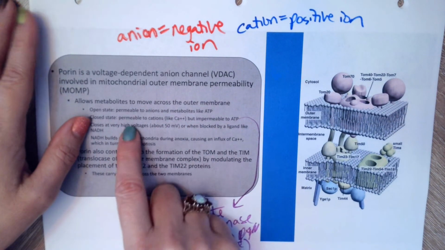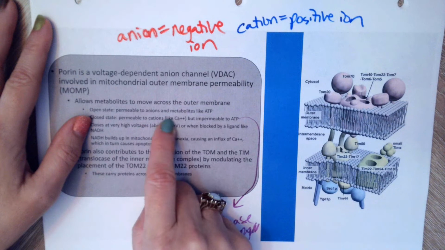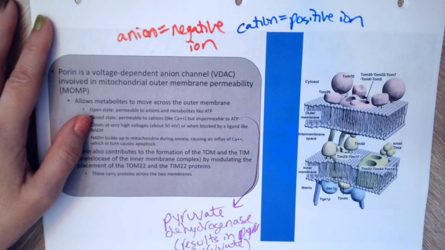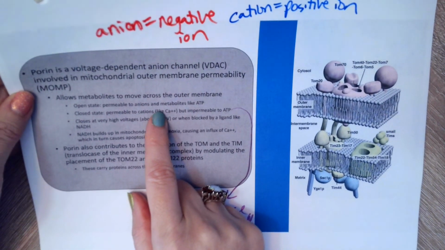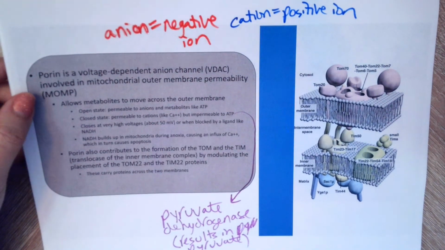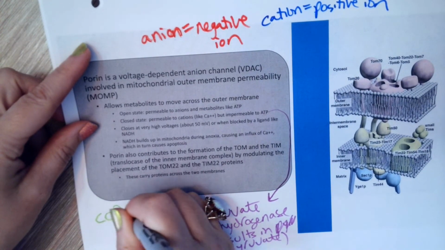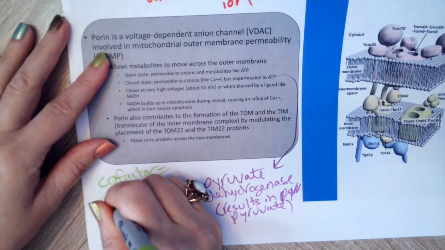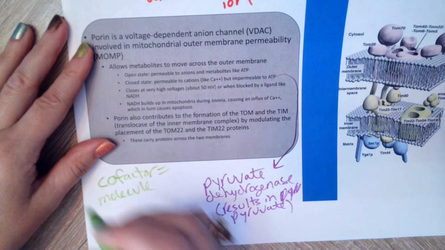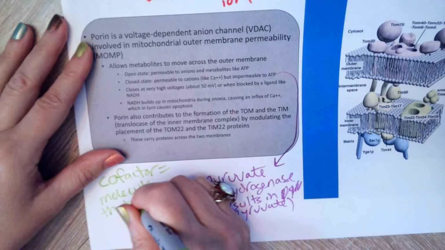In the closed state, the porin is permeable to cations, so positive ions instead. Things like calcium, especially calcium, is important here, because calcium is very, very important as a cofactor. So what is a cofactor? A cofactor is a molecule, could be a compound, but typically just a molecule that enables an enzyme to work.